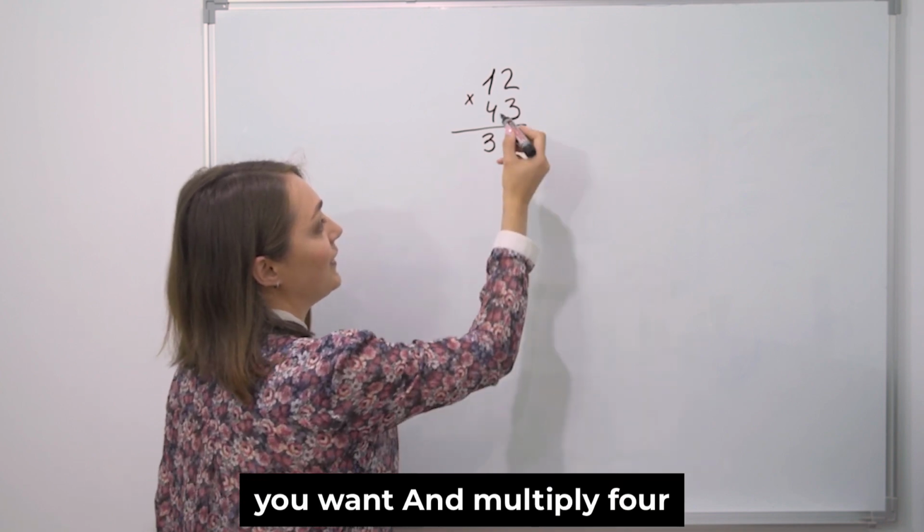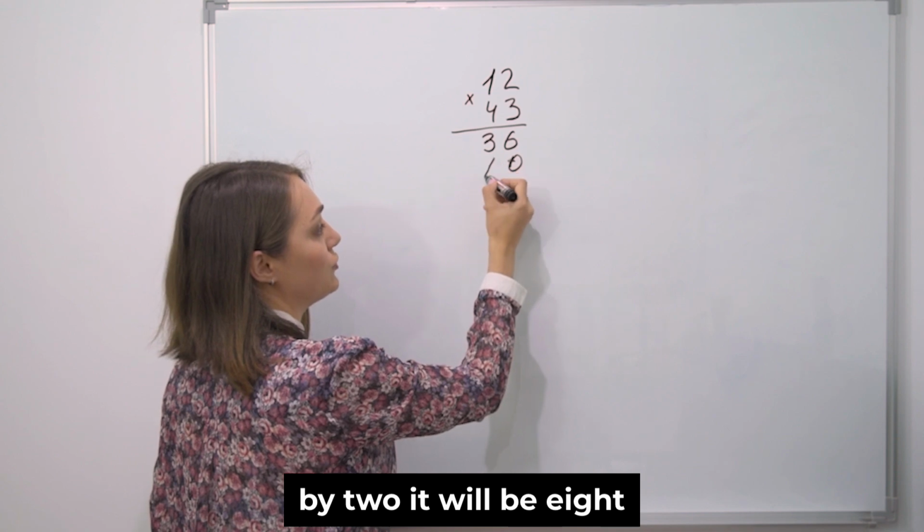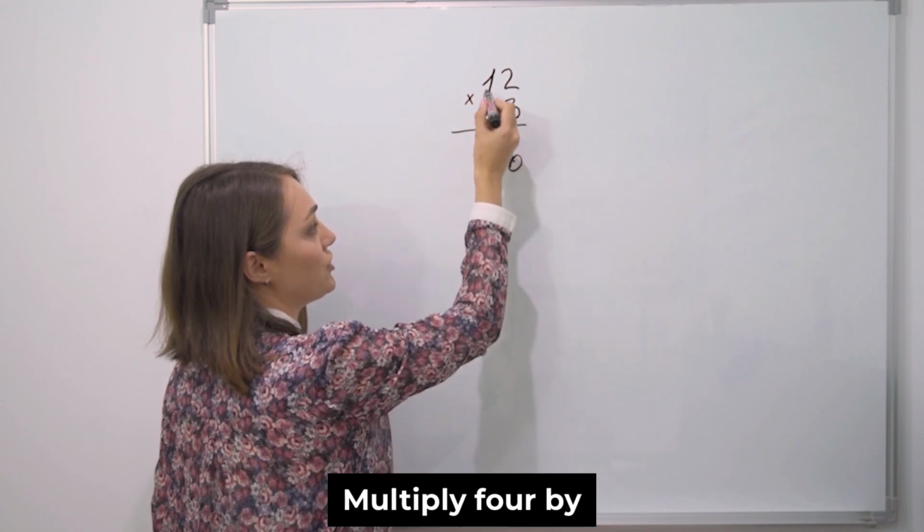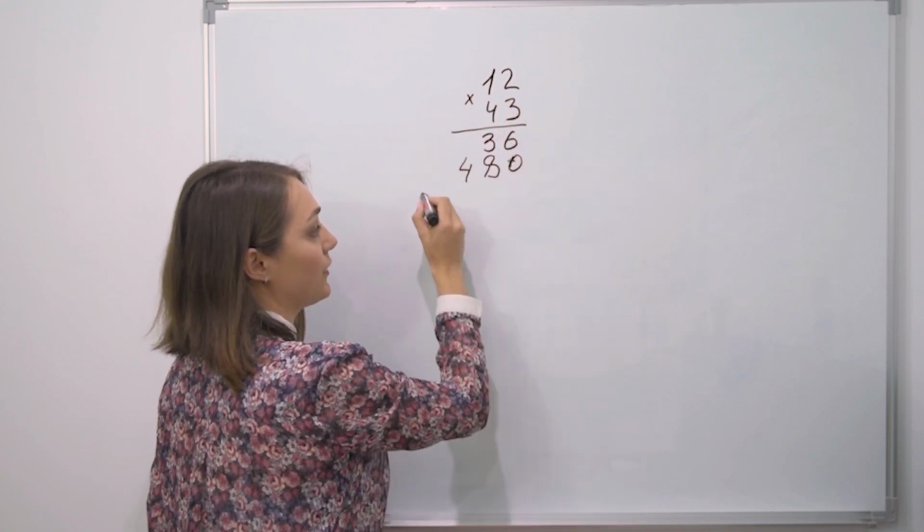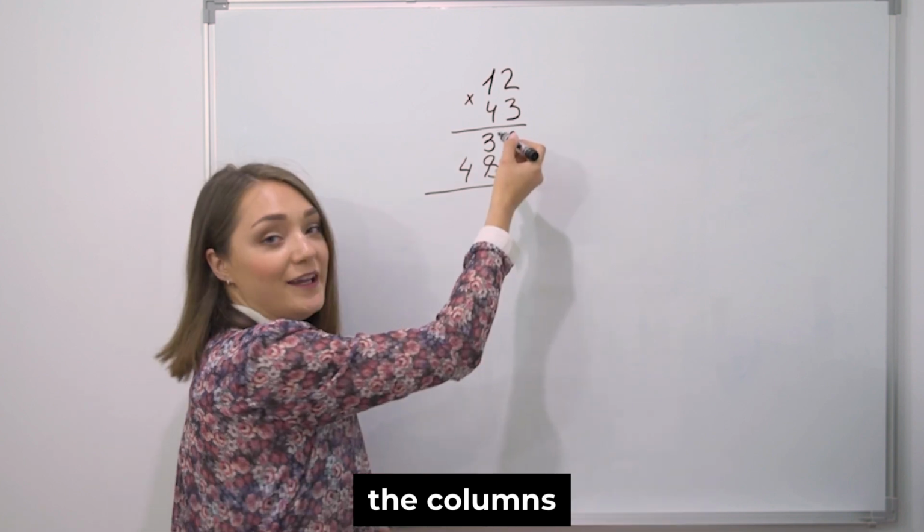Whatever you want. And multiply 4 by 2, it will be 8. Multiply 4 by 1, there will be 4. Draw the final line and add it to the columns.